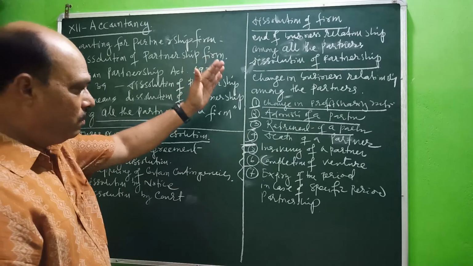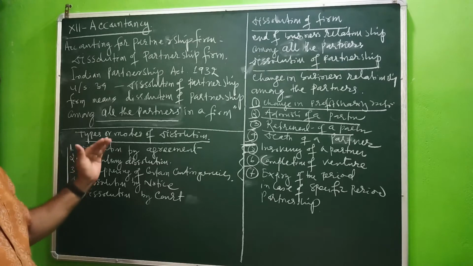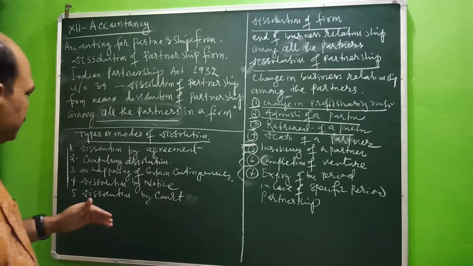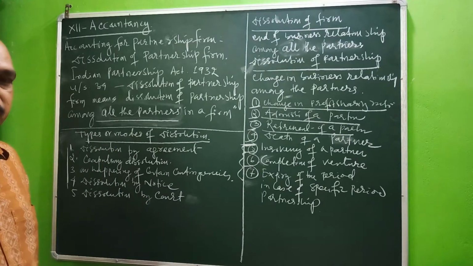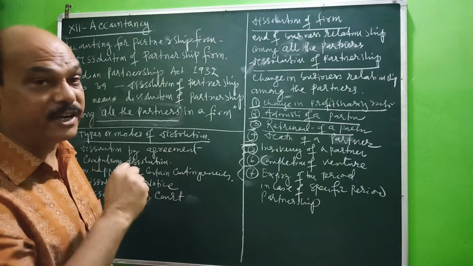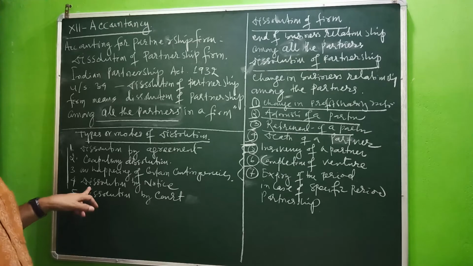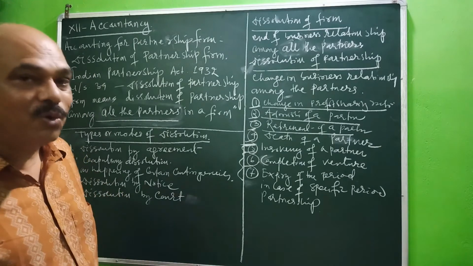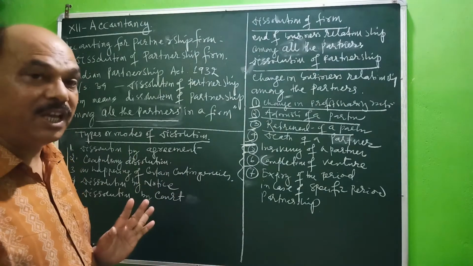Then we come to the modes of dissolution. This is a very important aspect in dissolution of partnership firm. Dissolution takes place in 2 ways: when the court intervenes and when the court doesn't intervene. The first four are without intervention of the court, and the fifth one is with the intervention of the court. That means the court is giving orders that the partnership must be closed.